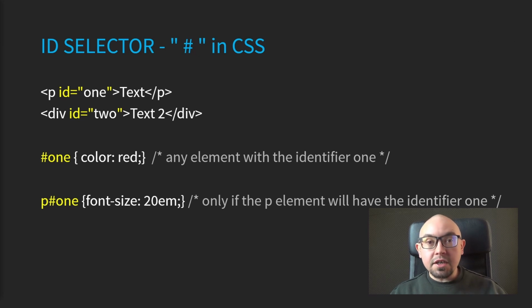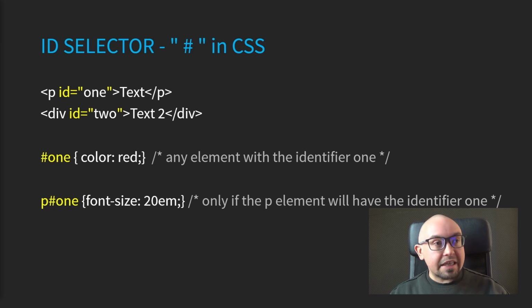The identifier is also known as the ID and is marked with the hash in CSS. The first example refers to any element with an ID attribute named 1. The second points to the p tag with the ID 1.